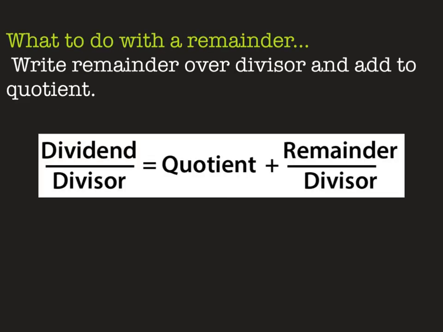Occasionally we do have a remainder. When we do, you take your remainder, put it over your divisor, and add it to your quotient. So you can see I have my two polynomials that were being divided. I would get whatever my result was, and then if I had a remainder, I would put my remainder over my divisor.